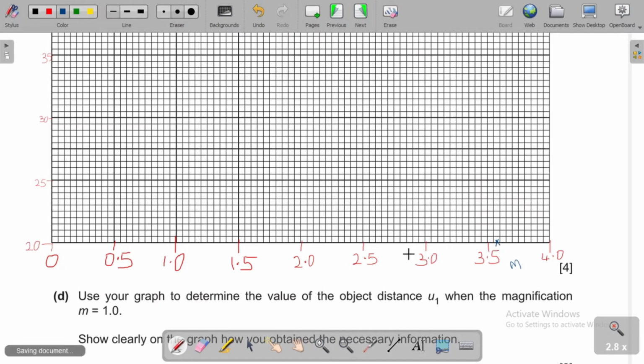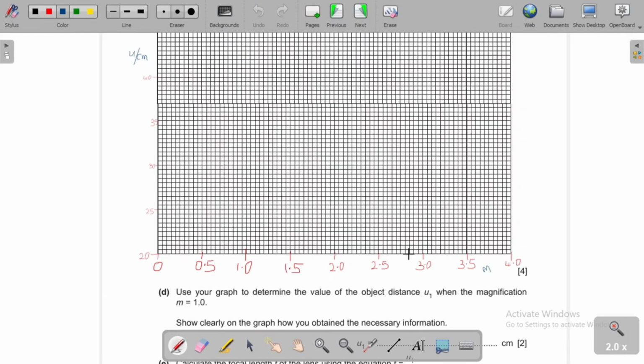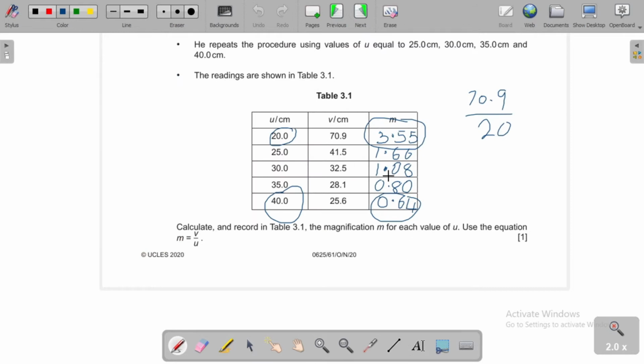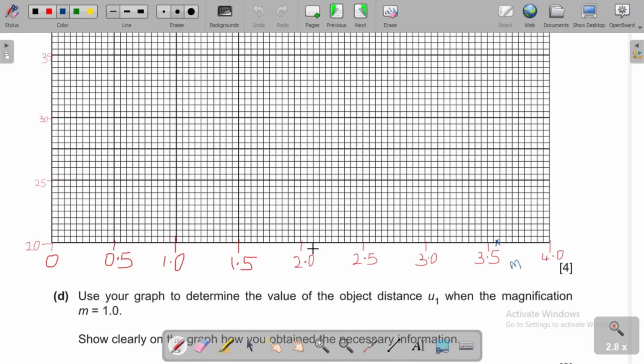Okay. Now, that is that. Let's see the other one. When u is 25, m is 1.66. Let's look at that. When u is 25, m is 1.66, 1.5, 1.6. So we have 1.65, 1.66 should be around here, 1.66, and so on.